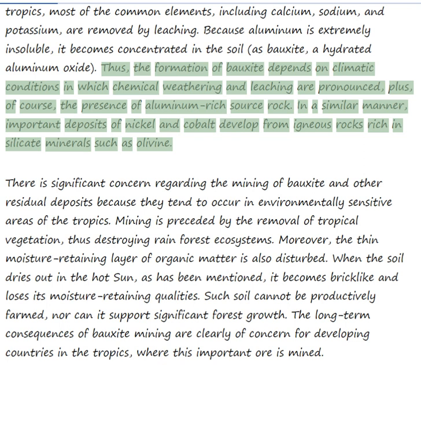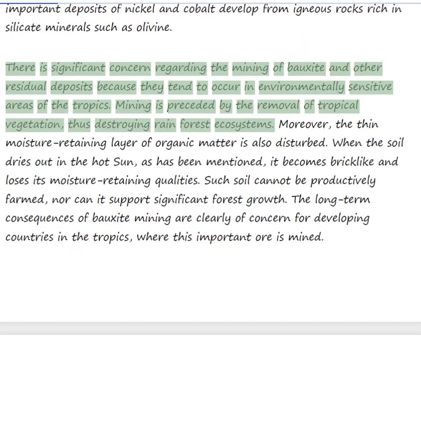In a similar manner, important deposits of nickel and cobalt develop from igneous rocks rich in silicate minerals such as olivine. There is significant concern regarding the mining of bauxite and other residual deposits because they tend to occur in environmentally sensitive areas of the tropics. Mining is preceded by the removal of tropical vegetation, thus destroying rainforest ecosystems.